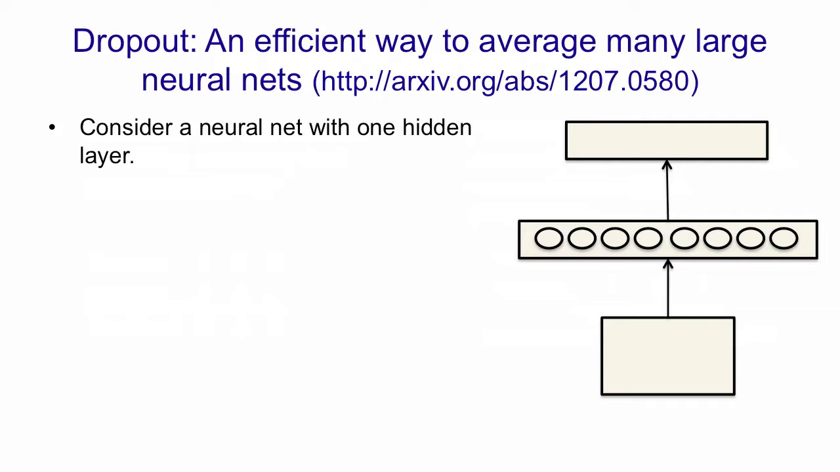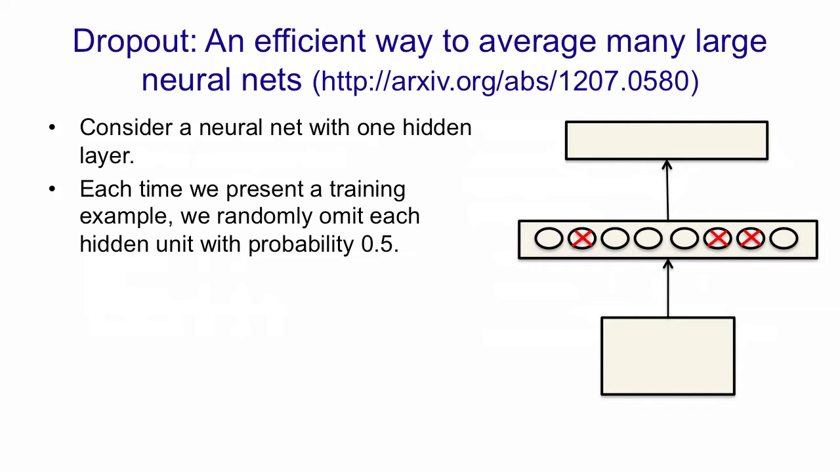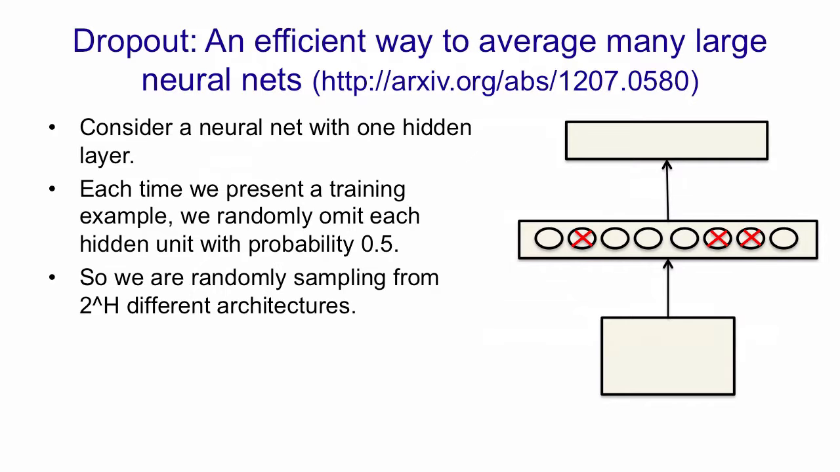So consider the neural net with one hidden layer shown on the right. Each time we present a training example to it, what we're going to do is randomly omit each hidden unit with a probability of 0.5. So we crossed out 3 of the hidden units here. And we run the example through the net with those hidden units absent. What this means is we're randomly sampling from 2 to the h architectures, where h is the number of hidden units. It's a huge number of architectures.